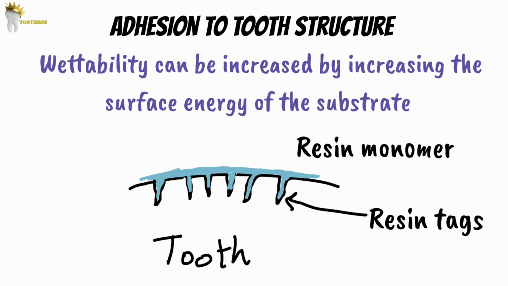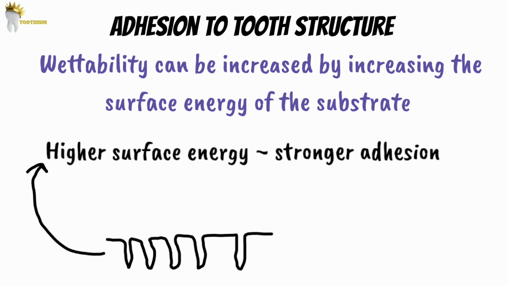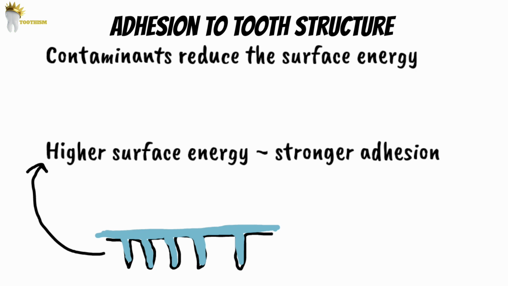The wettability of an adhesive can be increased by increasing the surface energy of the substrate, that is dentin or enamel. Remember that higher surface energy means stronger adhesion. A clean micro-roughened surface has a higher surface energy than a tooth surface which is not prepared. Because of the higher surface energy, the organic adhesives are able to wet and flow over the surface easily. There should be no contaminants on the surface when the adhesive is applied. Otherwise, that will result in lowering of the surface energy and it will interfere with adhesion.